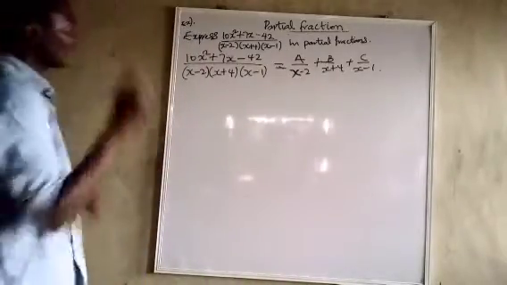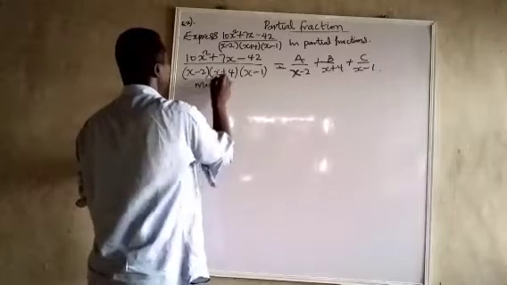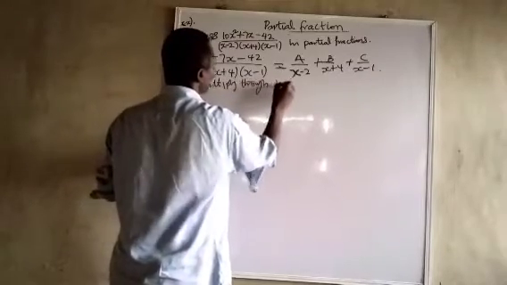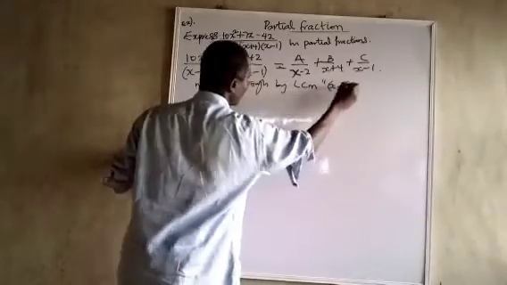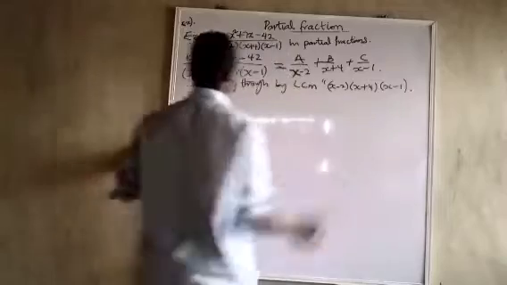Then let's multiply through by the LCM. Multiply through by the LCM, and we know the LCM: (x - 2)(x + 4)(x - 1). So you can see it is very straightforward.